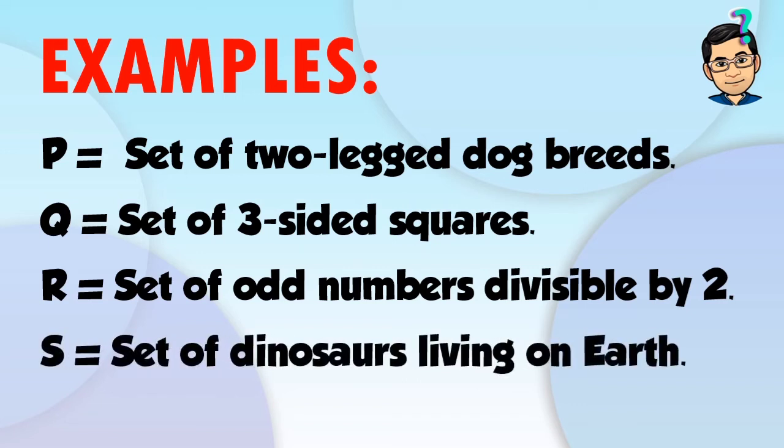Set S, set of dinosaurs living on Earth. So, sa panahon natin ngayon, wala na pong dinosaurs na nabubuhay. During ancient time, during early time siguro, pinaniniwalaan nila na nag-exist tong mga dinosaur. So, this is also a null set or empty set. So, yan po yung mga examples ng mga null sets or empty sets.